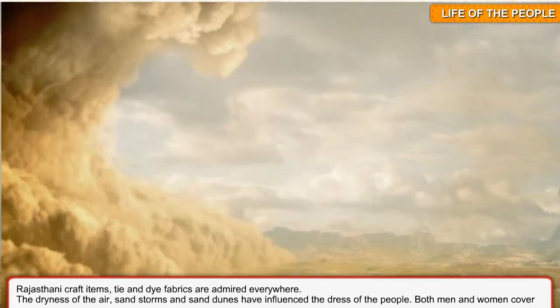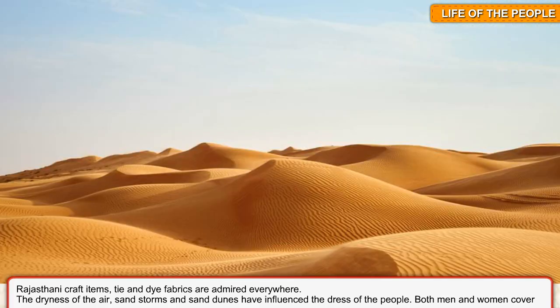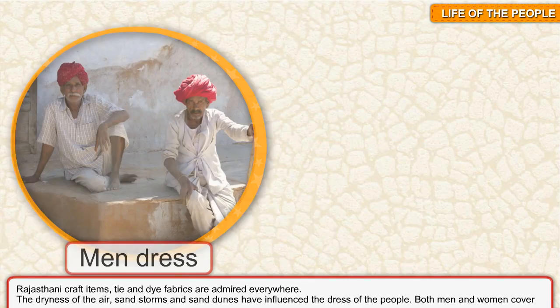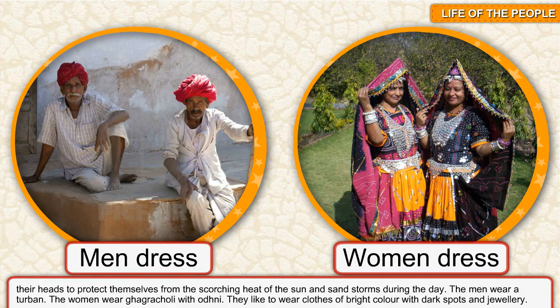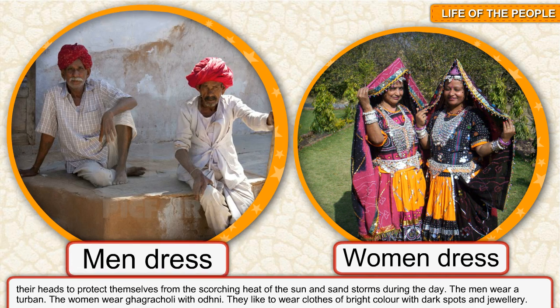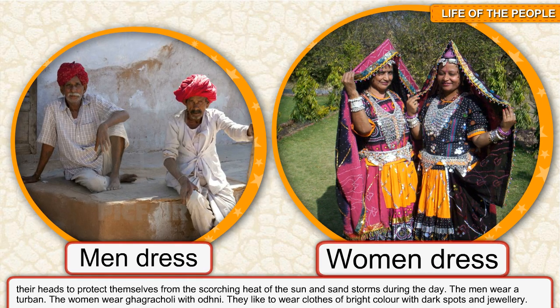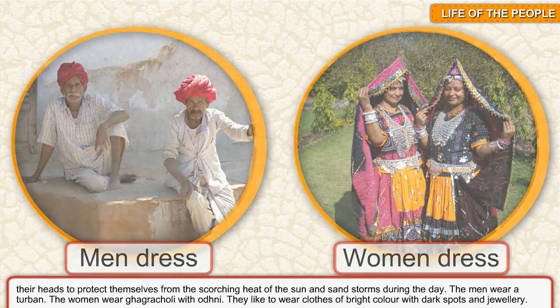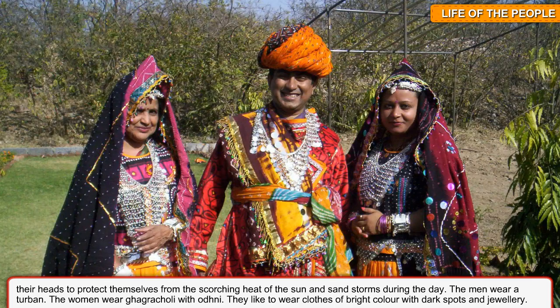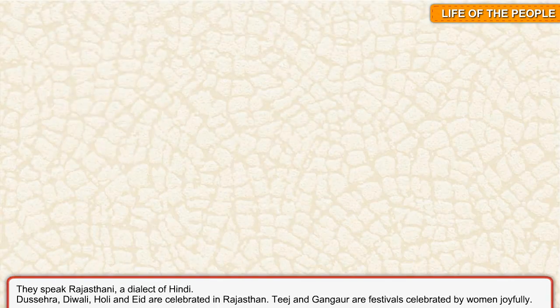The dryness of the air, sandstorms, and sand dunes have influenced the dress of the people. Both men and women cover their heads to protect themselves from the scorching heat of the sun and sandstorms during the day. The men wear a turban. The women wear ghagra choli with odhni. They like to wear clothes of bright color with dark spots and jewelry. They speak Rajasthani, a dialect of Hindi.